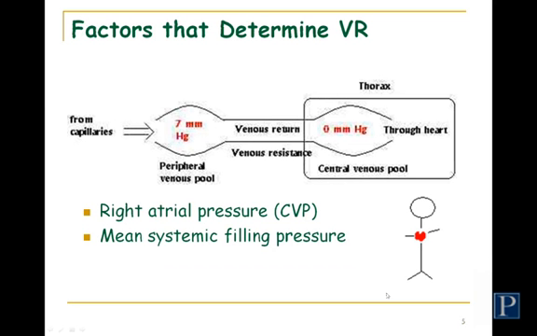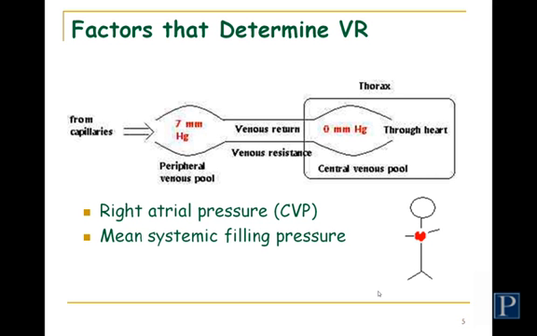Now, what I want to do is look at some factors that can help determine venous return. So, I'm going to introduce some new topics to you and review some old topics that we've already talked about. First thing I want to look at is the role of pressure gradients in venous return. Pressure gradients determine everything. I know to get blood from point A to point B, you better have a pressure gradient.